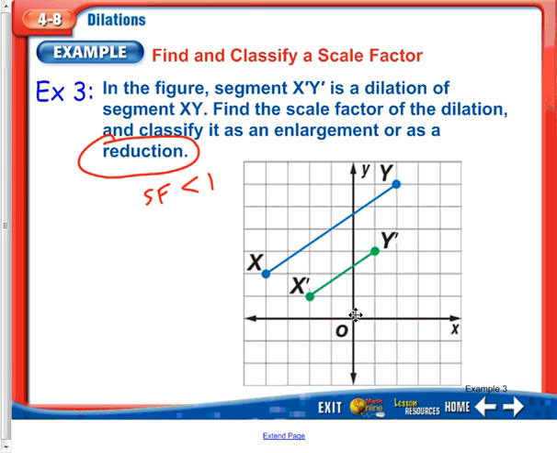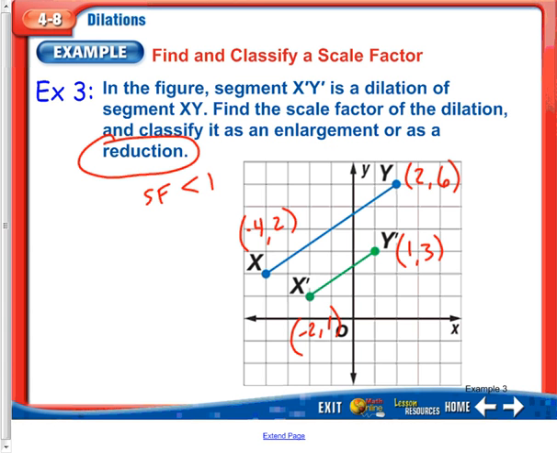So let's count and see how far we are for the original. We're at 1, 2, 3, 4. That's -4. And we're up 2 to that point. And for Y, we're at 1, 2 positive, and 1, 2, 3, 4, 5, 6 positive. And then for X prime, we're at -2, 1. And for Y prime, we're at 1, positive 3.